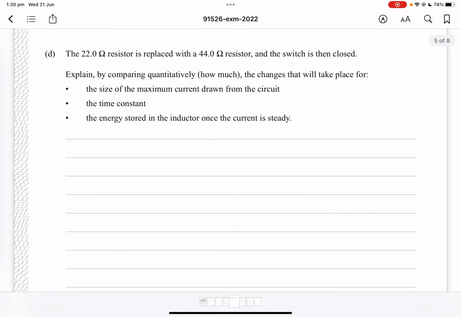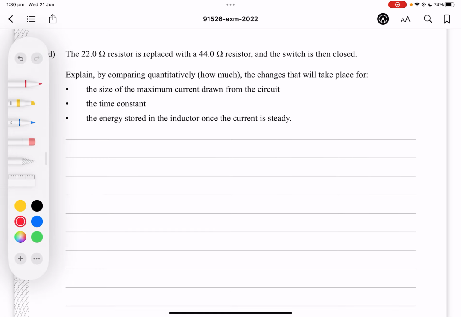The 22 ohm resistor is replaced by a 44 ohm resistor and the switch is then closed. Explain by comparing qualitatively how much the changes will take place for the size of the maximum current drawn from the circuit, the time constant, and the energy stored in the inductor once the current is steady.